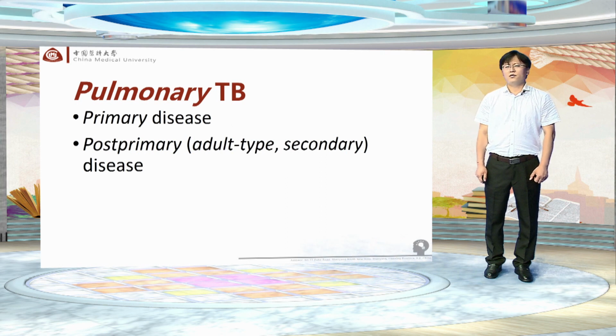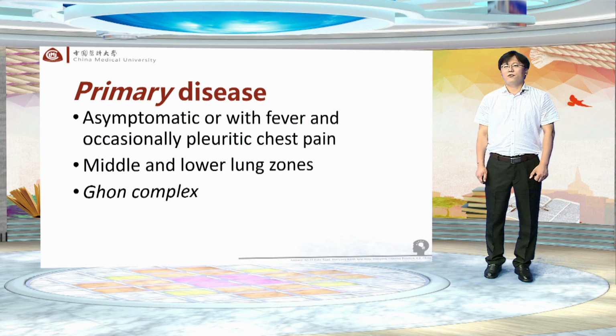Pulmonary tuberculosis, we have already learned, may be primary TB or post-primary TB. They can be a little different in clinical manifestation. For primary disease, usually they are asymptomatic, which means they have almost no symptoms. Some may have fever or occasionally pleuritic chest pain.